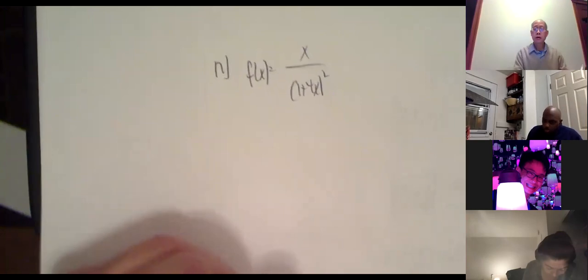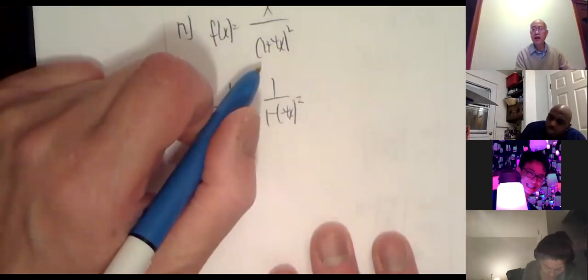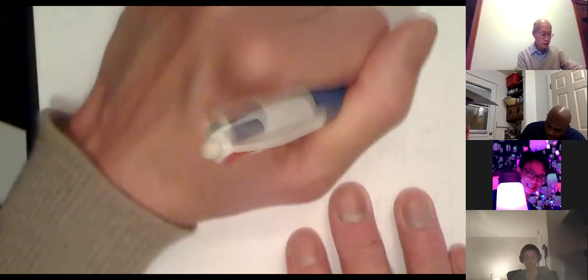X over 1 plus 4x squared. So let me start with 1 over 1 plus 4x, which is 1 over 1 minus a negative 4x. So first term is 1, common ratio is negative 4x. Since I'm differentiating, I need 5 terms, because after I differentiate, I'll have 4 left. 1 minus 4x plus 16x squared minus 64x cubed plus 256x to the 4th.